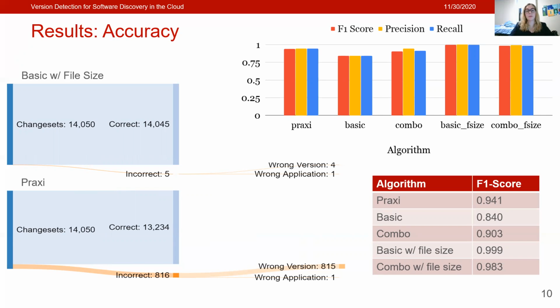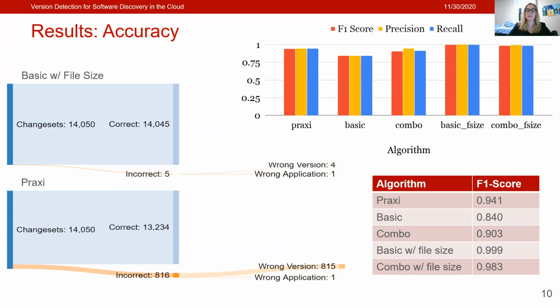We see a significant jump in classification accuracy with the addition of file size information to the rule-based algorithms. The basic method achieves an F1 score of 0.999, misclassifying just 5 change sets in the entire experiment, and the combo method achieved an F1 score of 0.983. This means the extra information provided by the file sizes is enough for the basic rule-based algorithm to create rules for virtually every version of every application.